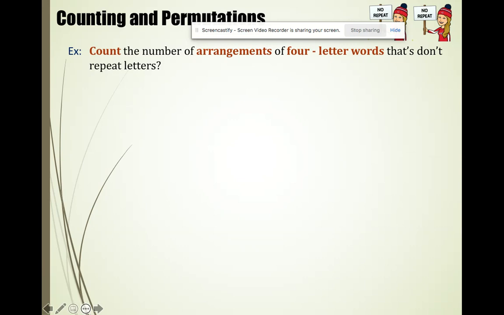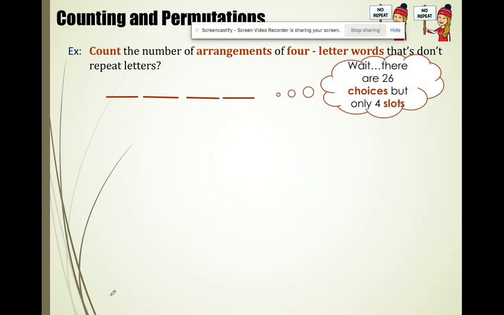All right, now look at this problem. Count the number of arrangements of 4-letter words that don't repeat letters. What's different about this? It just says 4-letter words. In this slot, right, I have 1, 2, 3 slots because I have 4-letter words, but how many choices do I have for each? And it's arrangement, so I can't repeat. So what happens here?